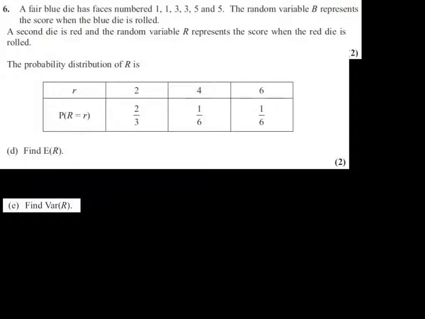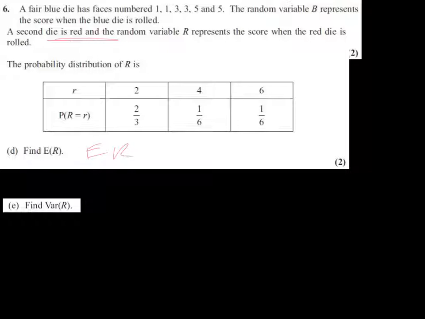In part D, however, we can see that we've actually got different probabilities. So we've got a second die. The second die is red, and the random variable R represents the score when the red die is rolled. We've been provided in this table with a probability distribution for R, and we can note, as I said earlier, that the probabilities here are different. So in order to work out the expected value of R, we can't use symmetry. We're actually going to have to use the formula again.